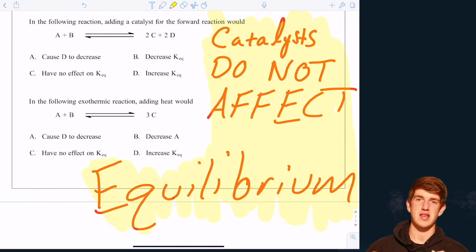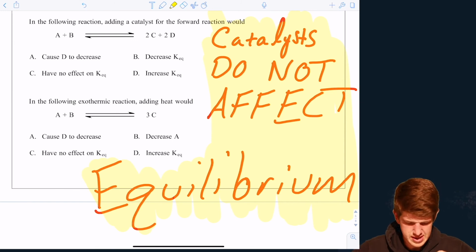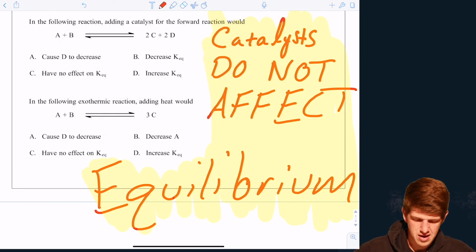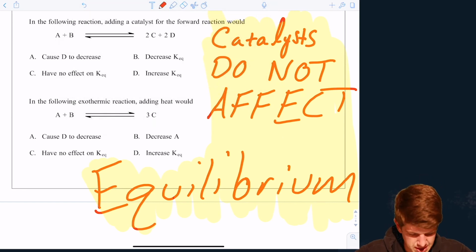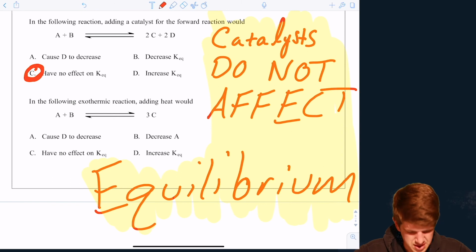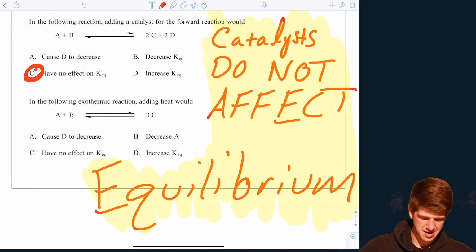Catalysts, no effect on equilibrium. They do not have any impact on equilibrium. Remember that. That just gets all of the test makers hot and bothered when they think about asking that question. Remember that. No effect on K equilibrium, on the equilibrium constant. No change. All right, we've stressed that enough.